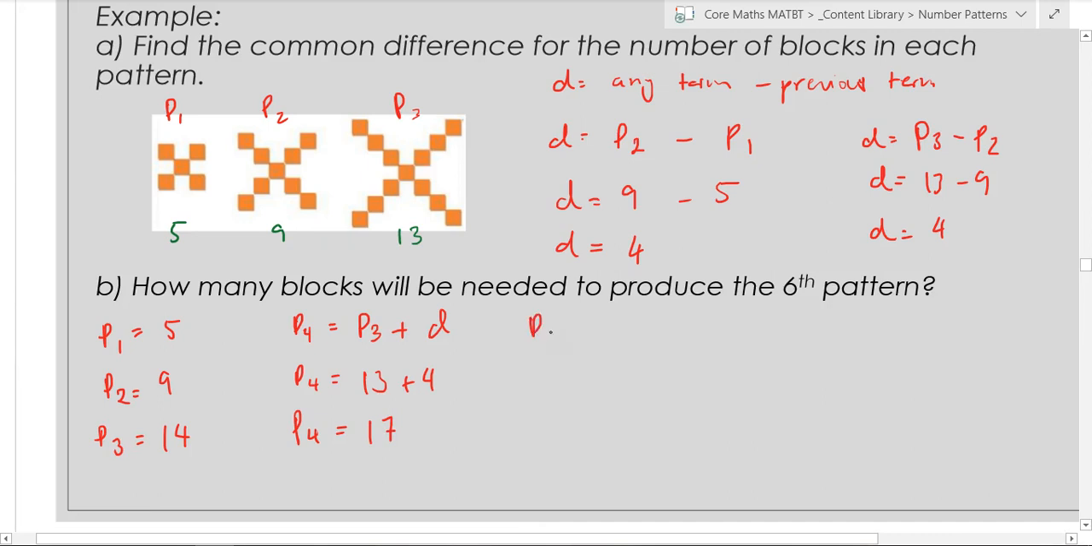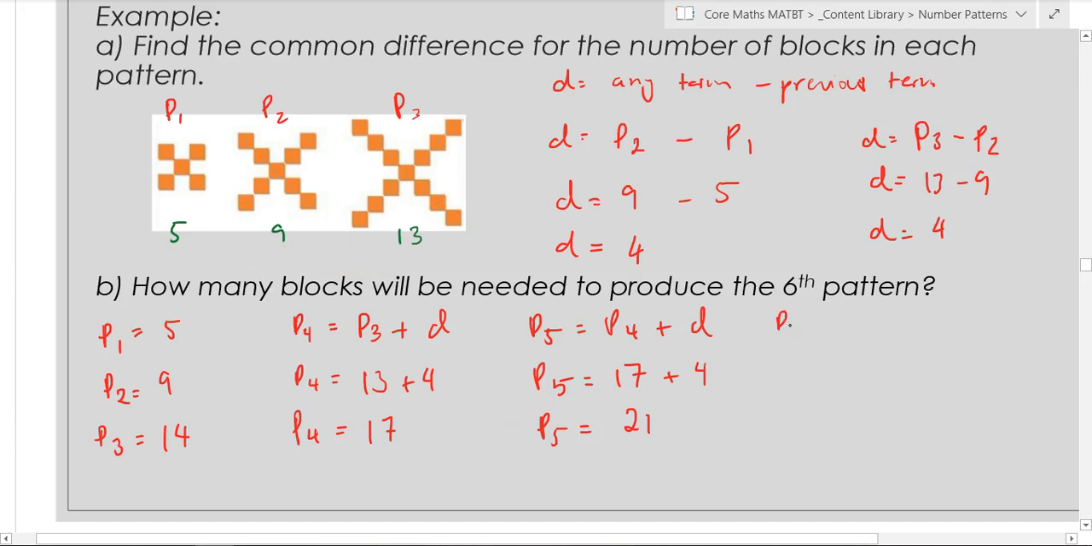So that means P5 should be P4 plus the common difference. Therefore, P5 is equal to P4, which was 17. So I got 17 from here, plus the common difference of 4. So P5 should be 21. Okay, and notice how what's happening is I'm just adding 4 each time using this working out here.